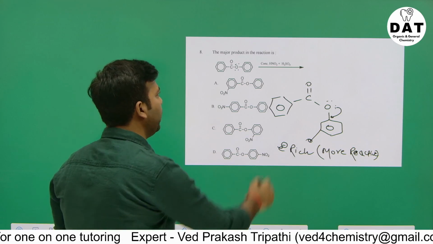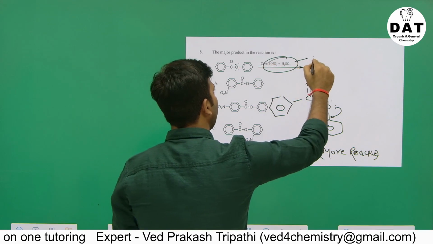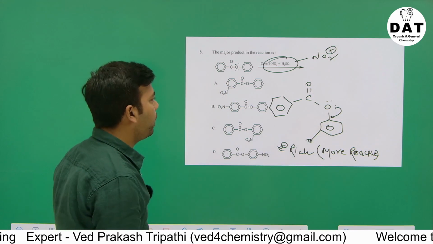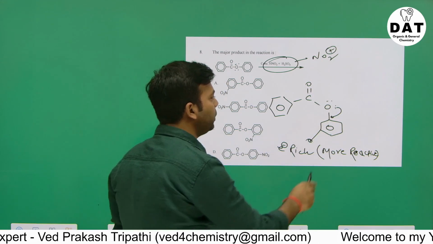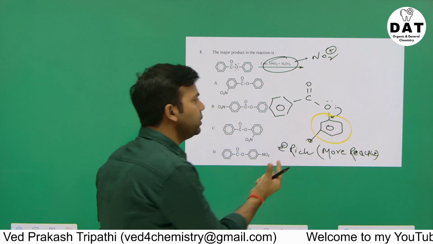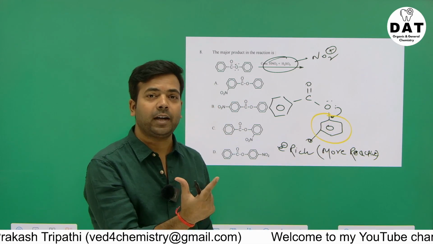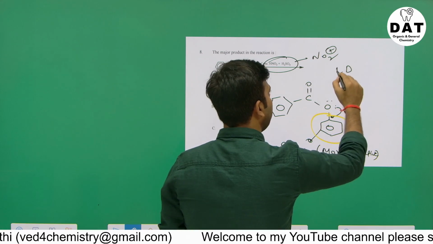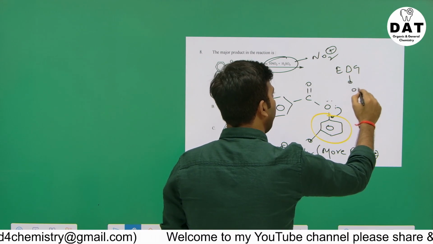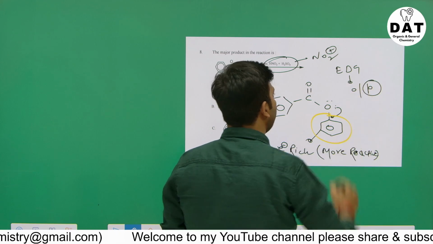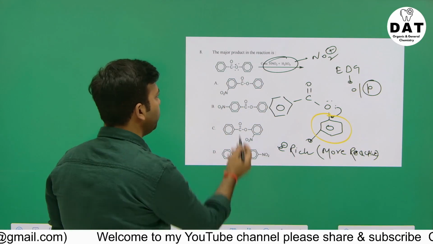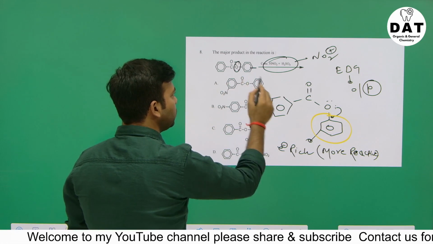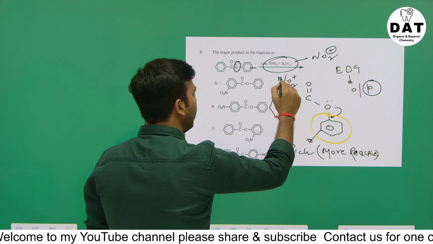So the electrophile, this reagent, produces NO2 plus as the electrophile. So NO2 plus will attack on this benzene ring. Why? Because this benzene is more electron rich, a more activated ring, and we all know donor groups, electron donating groups, are ortho para directing, in which para is the major position. So if you decide the para position with respect to this oxygen, para is this one, so NO2 plus is going to attack at this position.